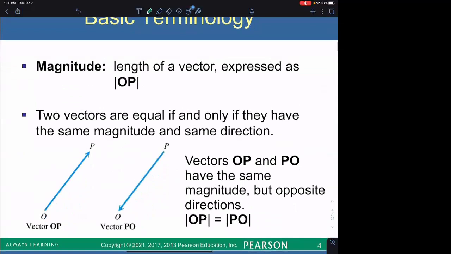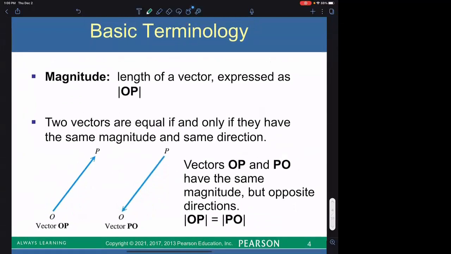All right, so getting a little more comfortable with this. Magnitude, as we were just saying, is the length of a vector. And then they're going to show that we express that by taking the notation for the vector and putting little absolute value symbols around it. So when we put those absolute value bars to the right and to the left of the vector notation, that means the length of that vector. Just how long was it? That's all that means.